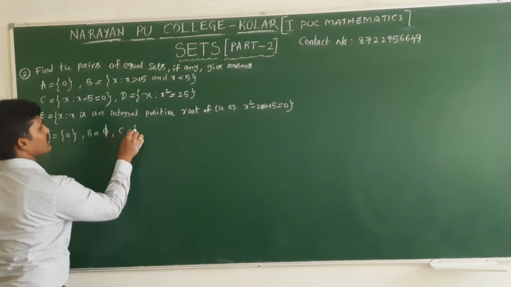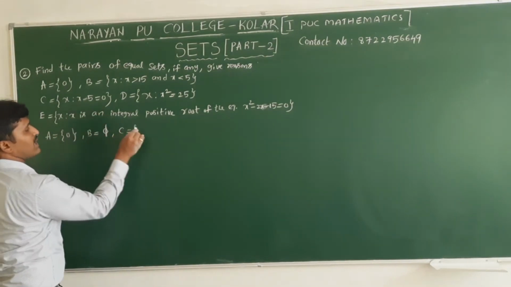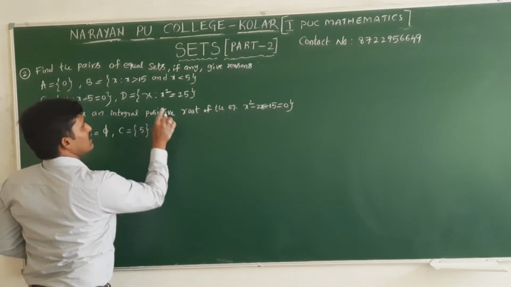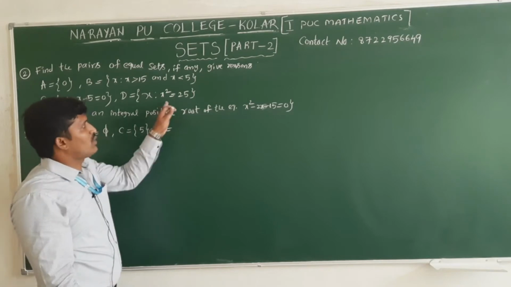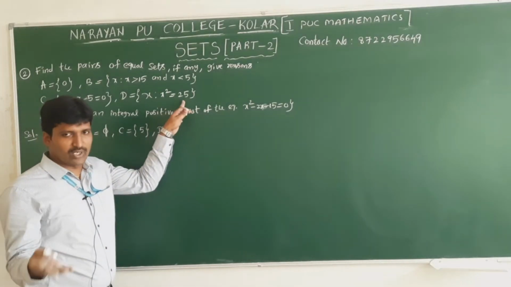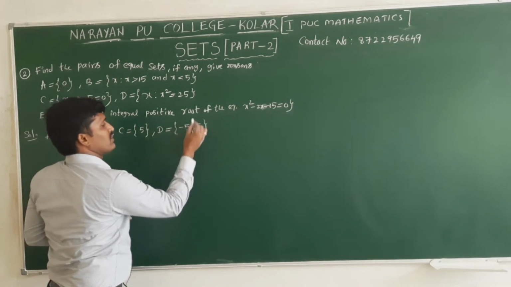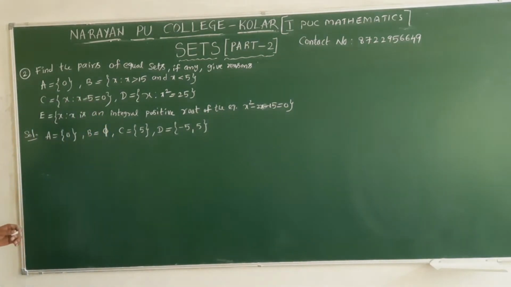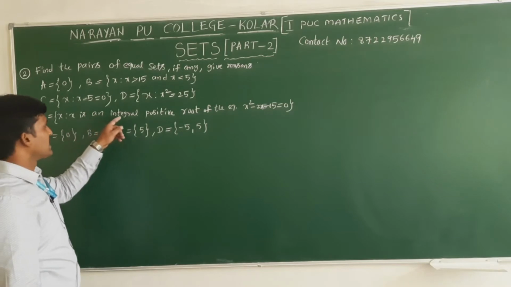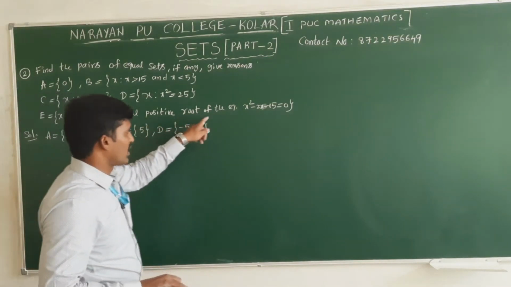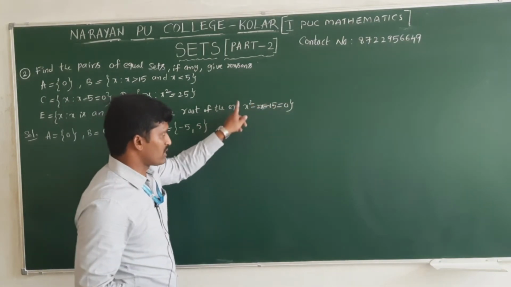C, X minus 5 equals 0. What will X be? Only 5. D, X square equals 25. What will X be? Plus or minus 5. No restriction here. That's why minus 5, plus 5. Two elements. Coming to E, X is an integral, meaning an integer value, a positive root of the equation. This is clearly a quadratic equation.